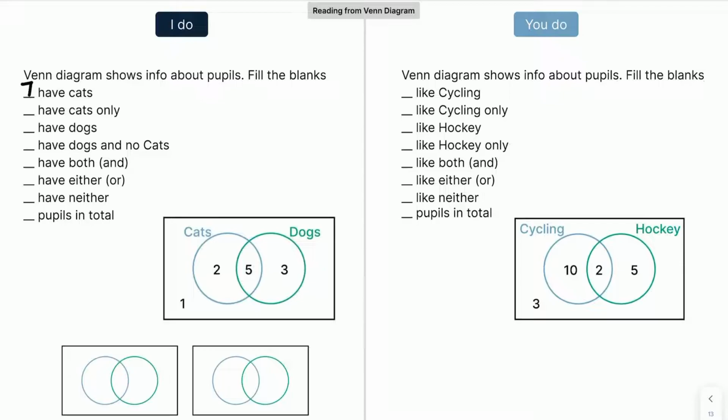So you need to be careful here. It says cats only. So it's just this bit here. It doesn't include the overlap because in the middle, these people have cats and dogs. So you want to be a bit careful there. It says cats only. So that's going to be the 2 there.